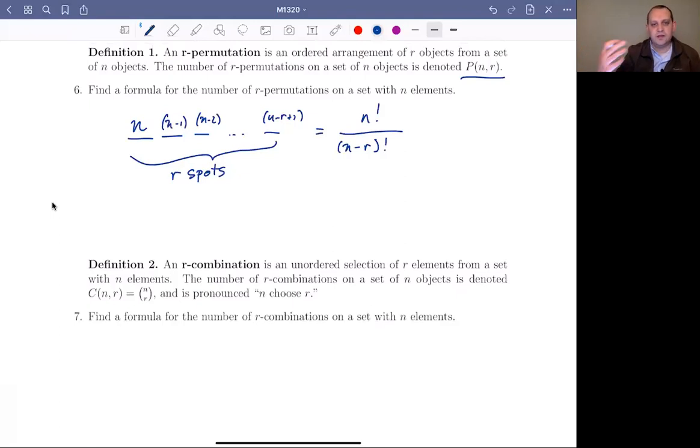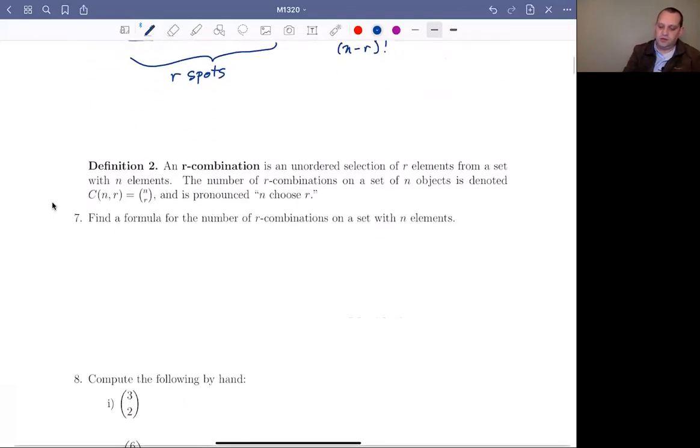Now, this is different than what's called an R combination. With a permutation, the order matters. So it doesn't matter which set of objects you have, you care about the order that they're in. For a combination, it's the opposite. You don't care about the order, you care about what's the set of objects that you have, and you forget about the order. So this is going to be a number of unordered selections of R elements from a set with n elements.